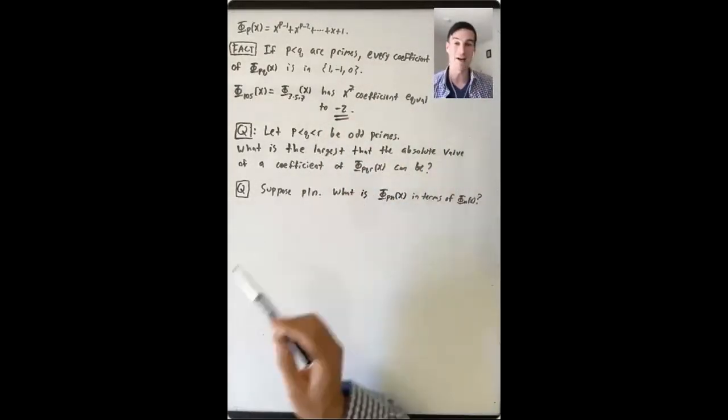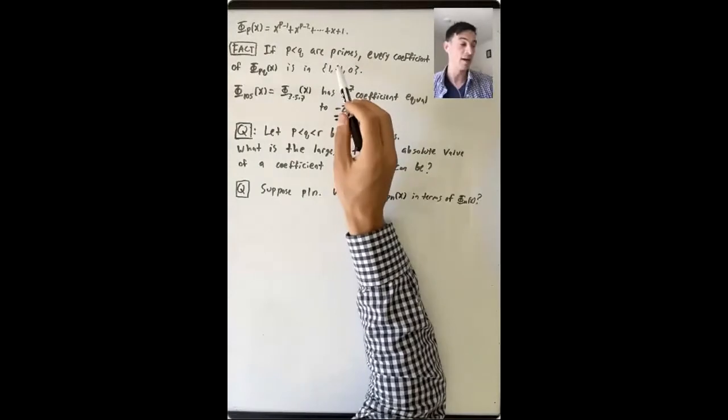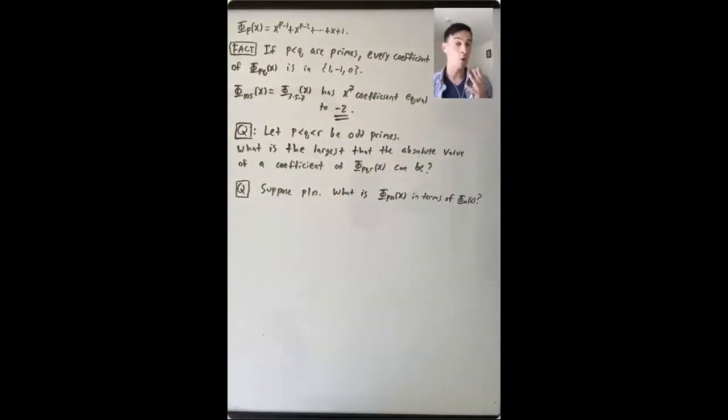Here's something that's not known. Does there exist an n that is a product of 5 or more distinct odd primes for which the nth cyclotomic polynomial has all of its coefficients in the set 1, minus 1, or 0? For 4 odd primes, we know infinitely many examples. But for 5 or more odd primes, we don't know any examples at all.